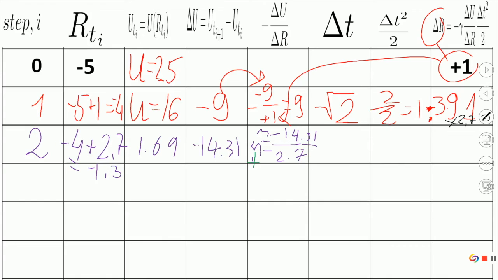And this is simple. I can do it myself. So is this 2.7 positive or negative? Delta R here was positive. So we were approaching from minus 5 towards minus 4 towards minus 1.3. And we are approaching from the negative side, we need to approach 0 and not go too far up.